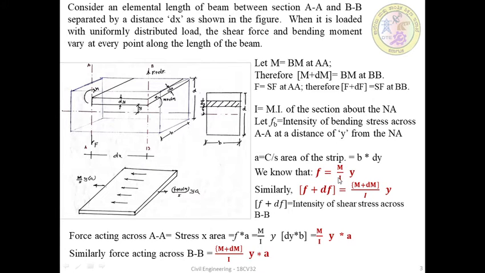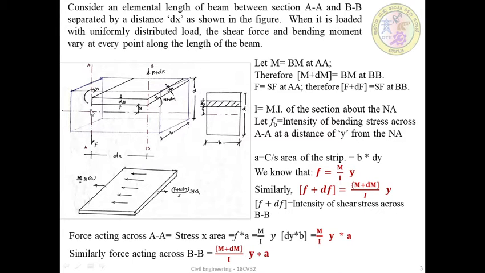f is equal to M by I into y. This is the intensity of stress at section AA. Similarly, f plus df is equal to (M plus dM) divided by I into y, which is the intensity of stress across the section BB, where f plus df is the intensity of stress across the section BB. Now the force acting on the section AA.